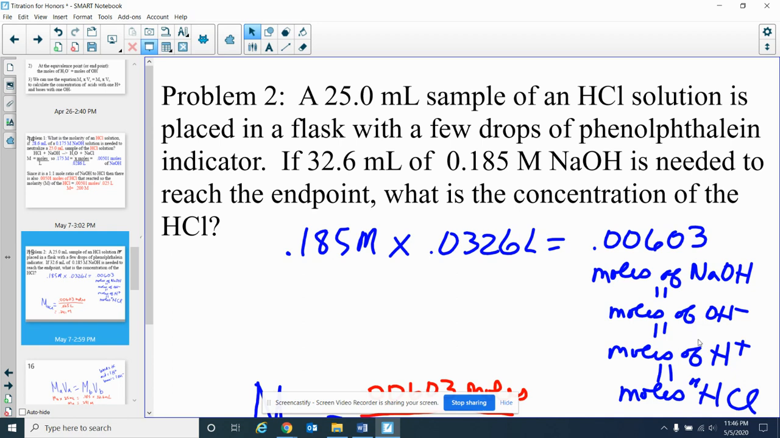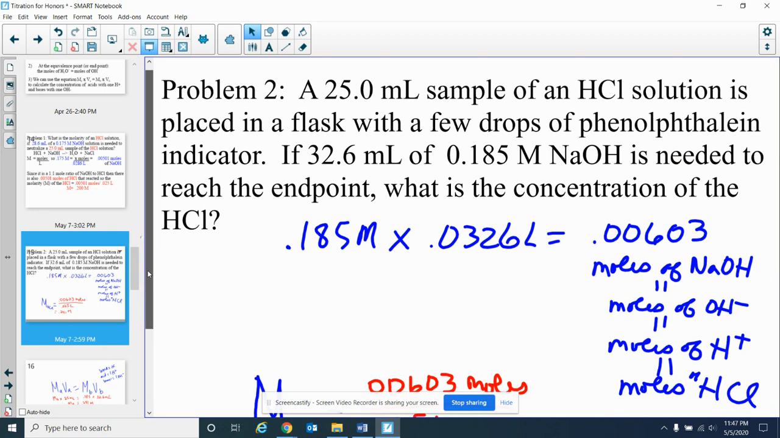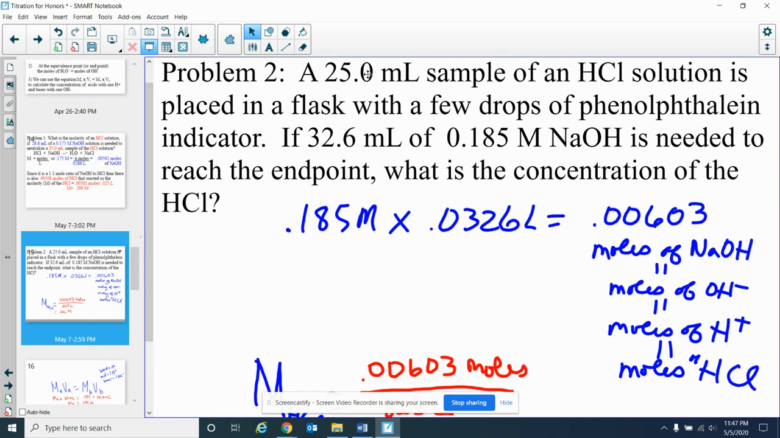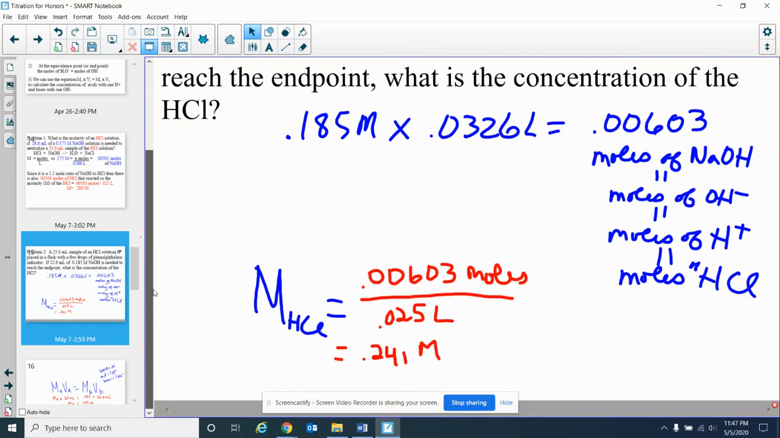And then because this is the equivalence point, or the end point, which is close to the equivalence point, we know that that's also the moles of H+. And because there's one H+ in HCl, we know that's the moles of HCl. Okay, so we use the moles of NaOH. It's all 1-to-1. So that gives us the moles of HCl. So now to find the molarity of HCl, I plug in the moles. I divide by the volume of HCl in liters, which again, it was 25 milliliters. So 0.025 liters. And when I divide those, I get my molarity, 0.241.